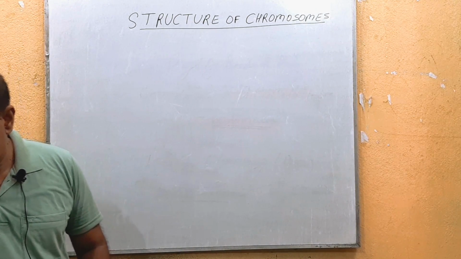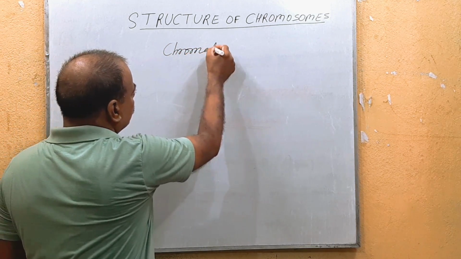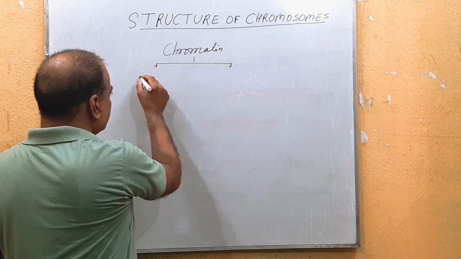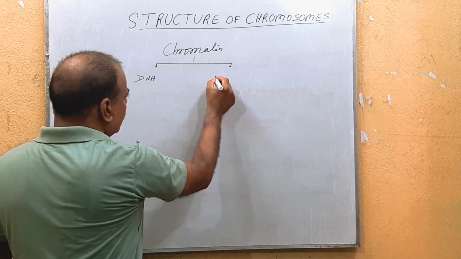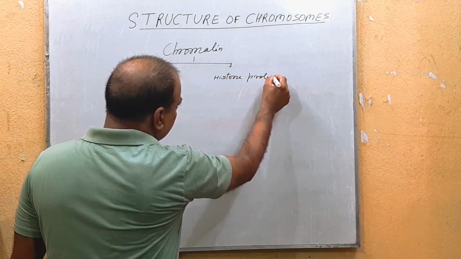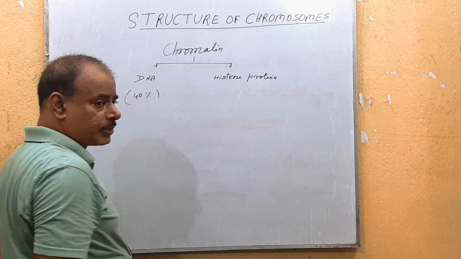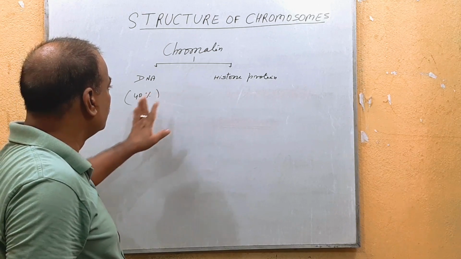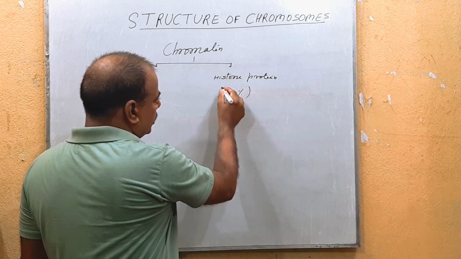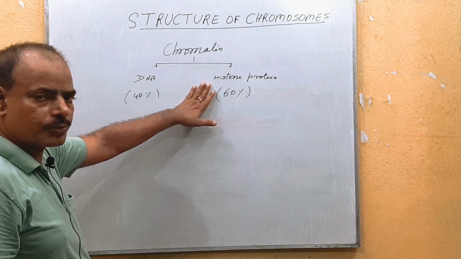Now, chromatin is made up of two different substances, DNA and histone proteins. DNA is present in chromatin about 40% and histone protein about 60%. So these are the two major components, DNA and histone protein.